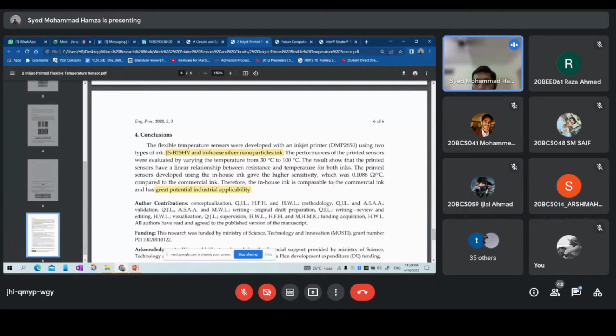Therefore, the in-house ink is comparable to the commercial ink and has greater potential industrial applicability. And this is the most important thing. That shows that it can be used in industry. So the second pass tells us that we know more about the research paper in just a few minutes.